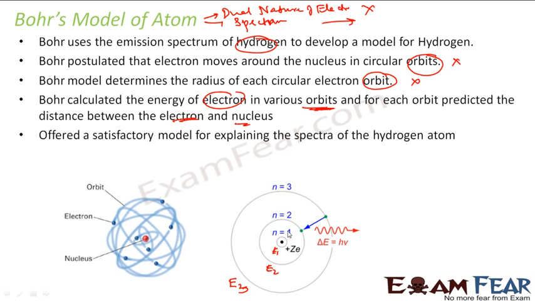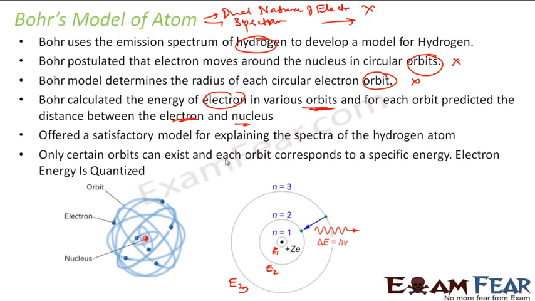And he talked about the quantization of energy and all. We'll discuss all these things. Just understand that he offered a satisfactory explanation for the spectra of hydrogen. We'll learn what that was. And also he told that only certain orbits can exist. Each orbit corresponds to a specific energy, and energy is quantized. I'll tell you what the quantization means. He's telling electron energy is quantized, and all these orbits are only specific orbits. n is equal to 1, 2, 3 like that. The electrons move in the orbit.